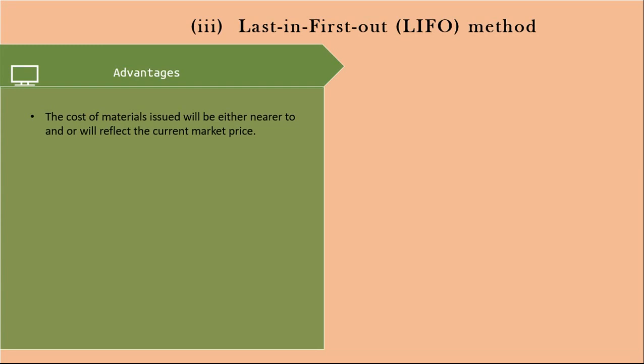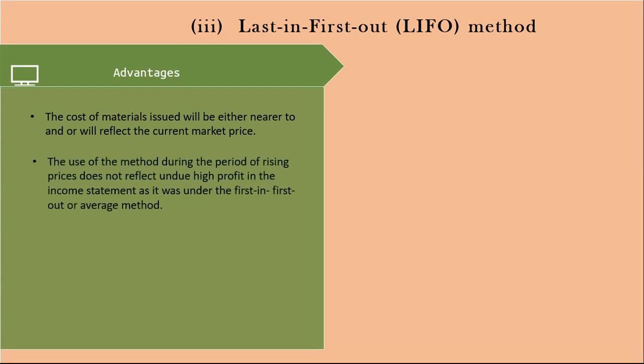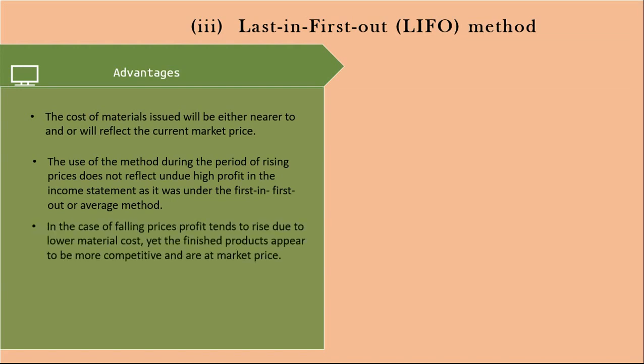Advantages and disadvantages of LIFO. Advantages. The cost of materials issued will be either nearer to or will reflect the current market price. Thus, the cost of goods produced will be related to the trend of the market price of materials. Such a trend in price of materials enables the matching of cost of production with current sales revenues. The use of the method during the period of rising prices does not reflect undue high profit in the income statement as it was under the first in first out or average method.